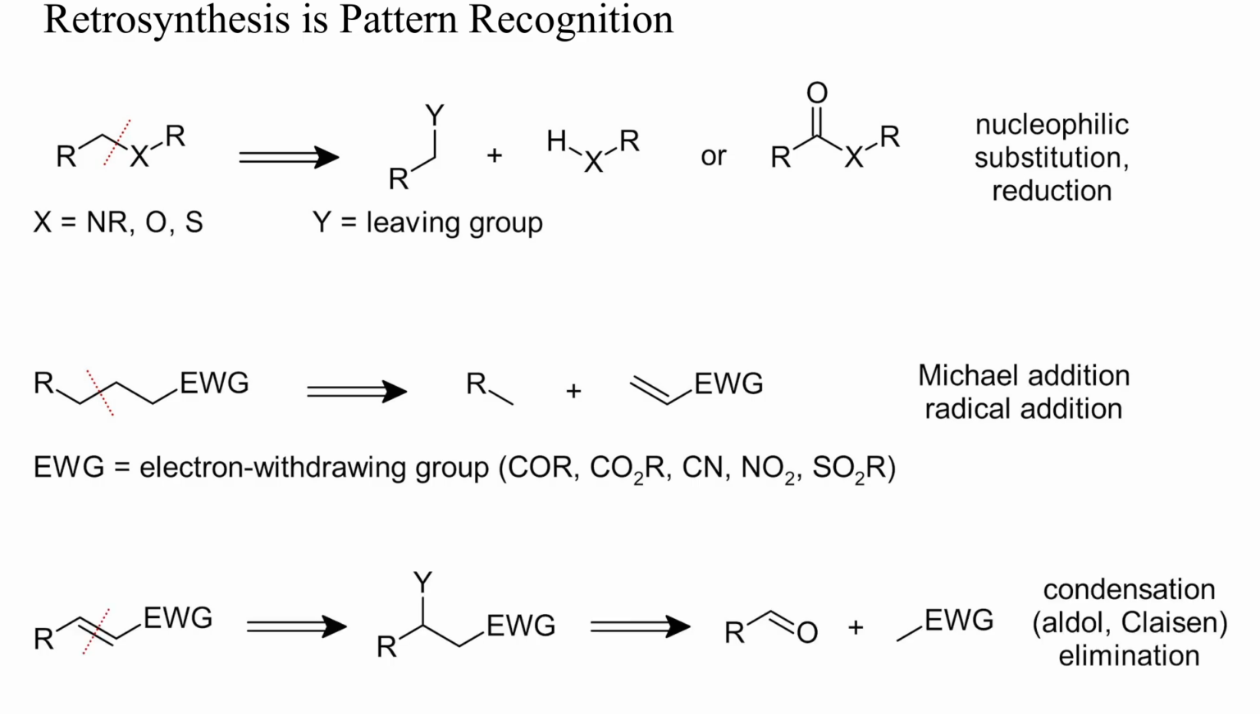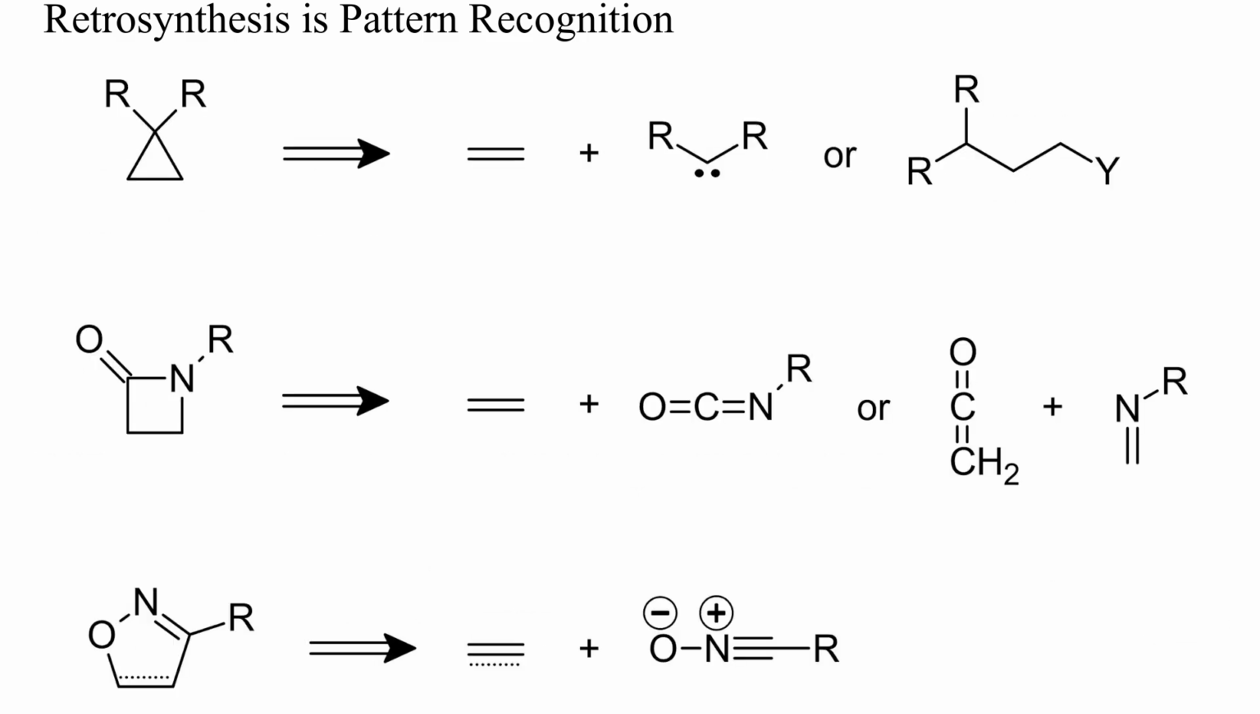Aldol additions and condensations, and their many variations, are among the most important CC bond-forming reactions in organic synthesis, and most alpha-beta unsaturated esters, ketones, aldehydes, nitriles, or nitroalkanes can be prepared by such condensation reactions. Many cyclic compounds can be prepared by well-established cycloadditions or cyclizations. Cyclopropanes, for instance, are obtained by addition of carbenes to alkenes or by cyclization. Beta-lactams are also formed by cycloaddition, as are many 5-membered heteroarenes.